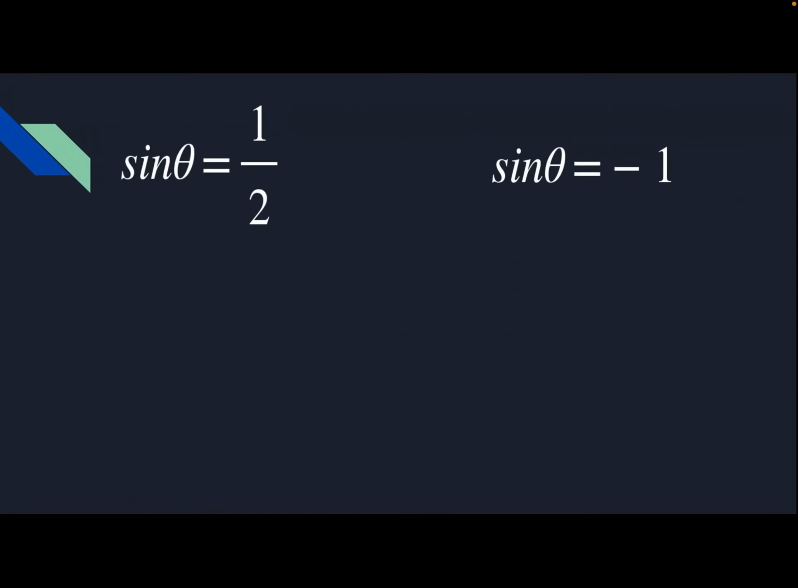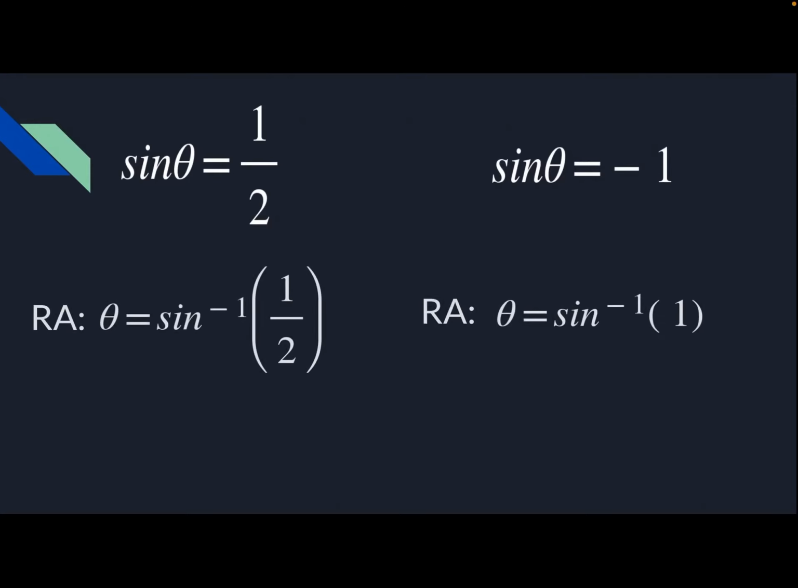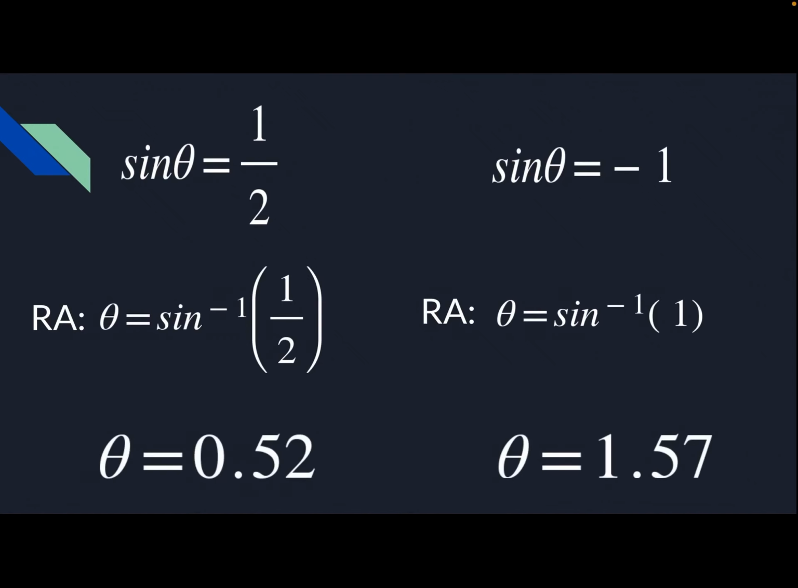To get the related acute angle, you need to move the sine over the equal sign, which makes it an inverse sine, like this. And for the right side, you need to make the negative 1 a positive 1, because in order to find a related acute angle, you need to have a positive in there. And we need to find the related acute angles in order to find the principal angles. Next, you just punch these numbers into your calculator and you will get theta is equal to 0.52 and theta is equal to 1.57.